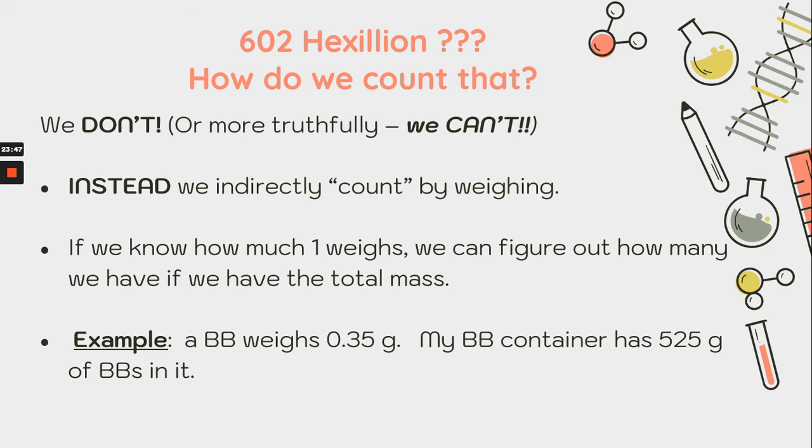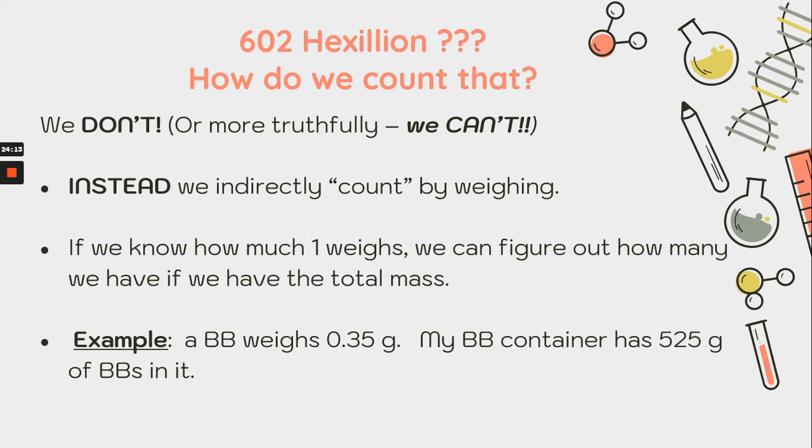Well, we don't count a number like that because truthfully, we can't. If you started on the day you were born and you lived to be 100, you would still be dead before you were even halfway there counting to this number. That's how huge it is. So instead, in chemistry, we do something called counting by weighing. It's an indirect way to figure out how many particles you have.